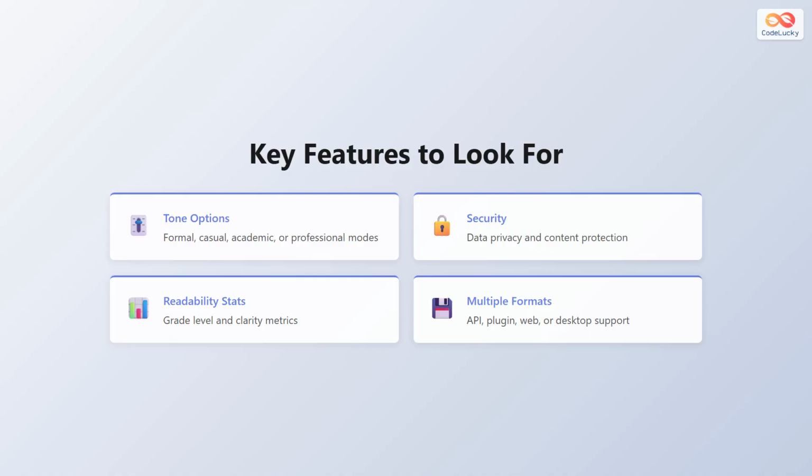When choosing a paraphrasing tool, consider several important features. Look for tone options that allow you to switch between formal, casual, academic, and professional styles. Security is crucial, so verify that the tool protects your data and content privacy. Readability statistics help you understand the grade level and clarity of your output. Finally, check what formats are supported, whether you need a web interface, browser extension, API access, or desktop application.